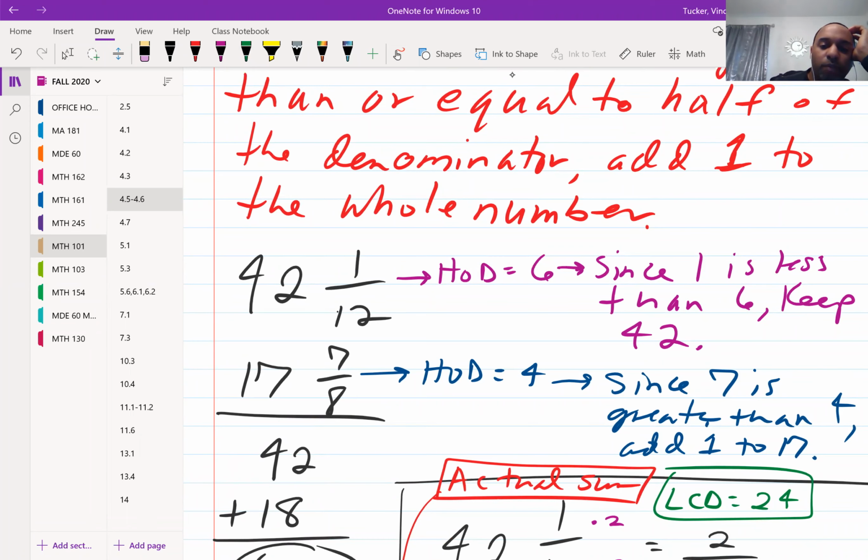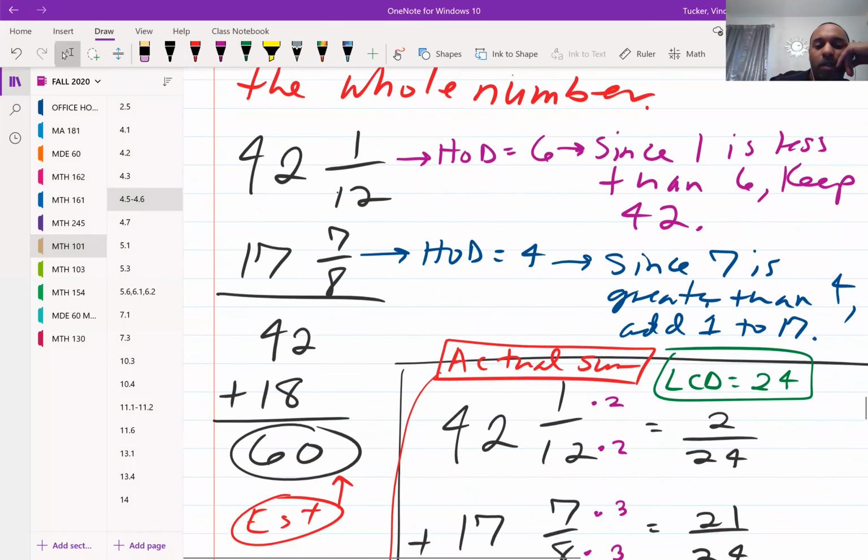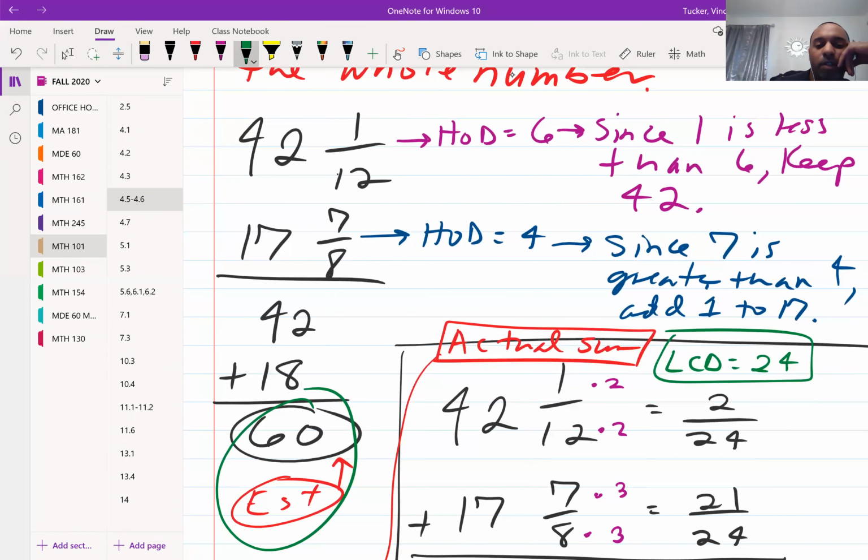Make sure we're okay before we finish off doing the estimation. So once again, you take half of your denominator. Then you compare the numerator to half of that denominator. So looking at the first one, 1 was less than 6, so we left 42 as 42. And the next one, 7 is greater than the 4, so that means we turn that 17 into 18. And that will be 60. So right here, your estimated answer is going to be 60.